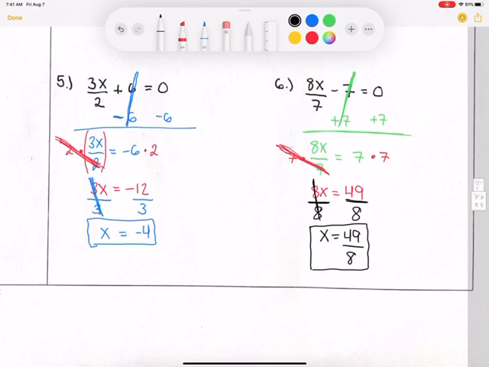And that is solving linear equations with fractional coefficients.